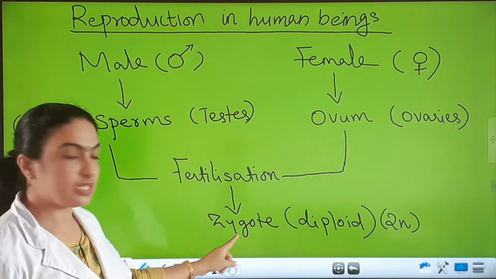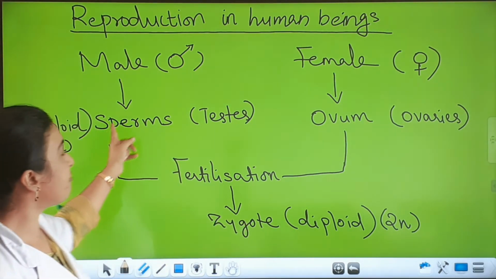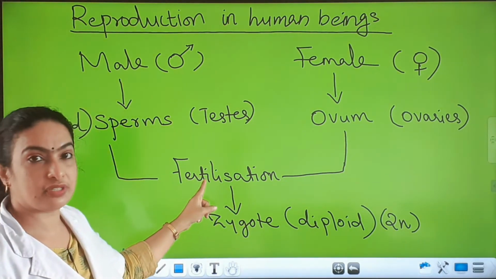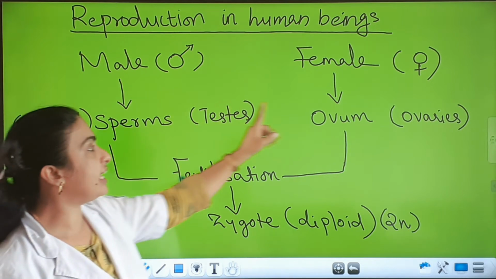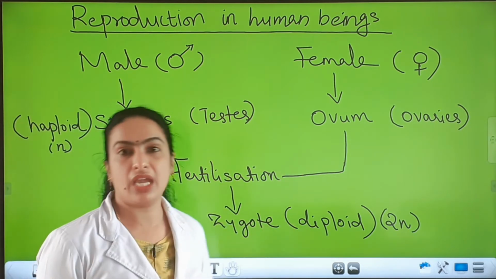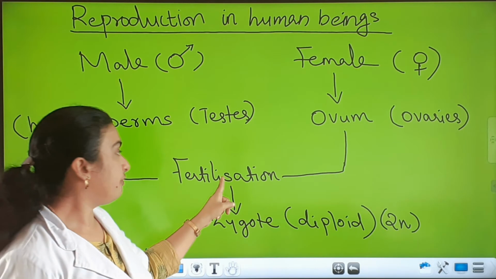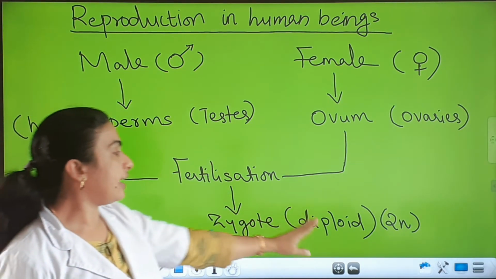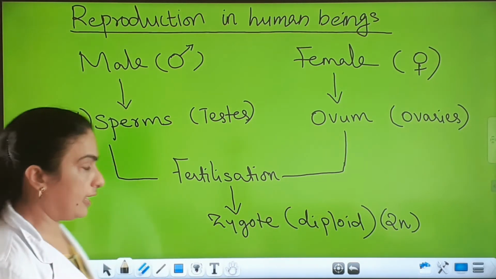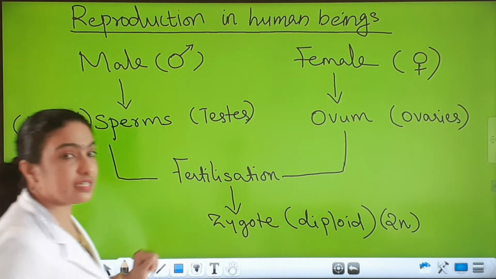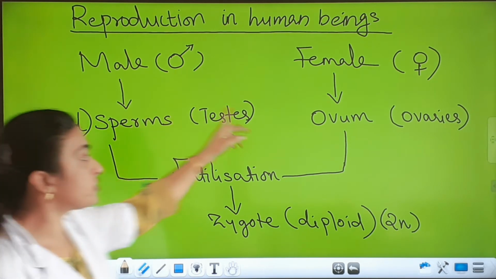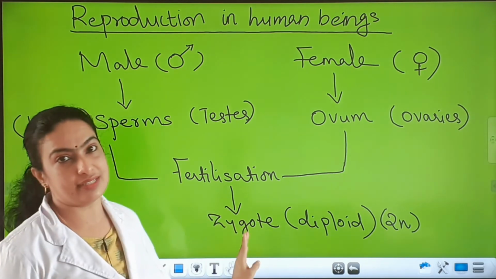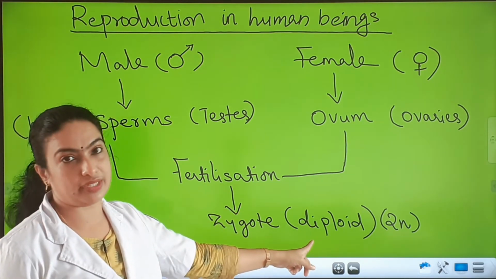How is zygote formed? Zygote is formed by the fusion of male and female gametes. How can we define fertilization? The fusion of male and female gametes such as sperm and ovum during sexual reproduction is called fertilization. Fertilization results in the formation of zygote, and zygote is a diploid cell. It is a single cell structure. So sperm is a single cell structure, ovum or egg is a single cell structure, and the zygote is also a single cell structure, but it is diploid.